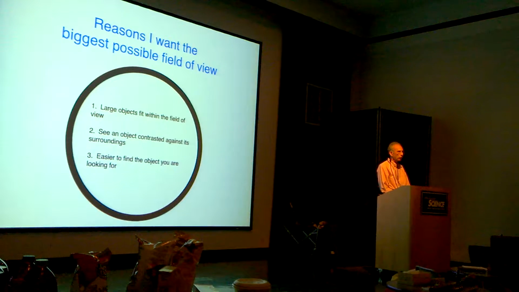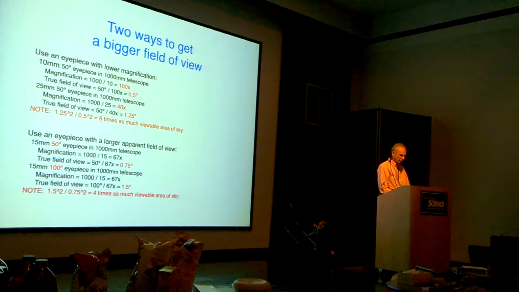So even if you have a go-to telescope, it's often not exactly centered on the object you want. So if you have a large field of view, it's much more likely the object you're looking for is someplace in that field of view. There are two ways to get that bigger field of view that I think all of us want. You can use an eyepiece with a lower magnification.